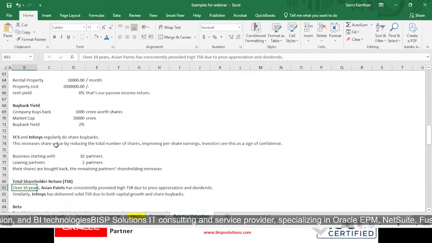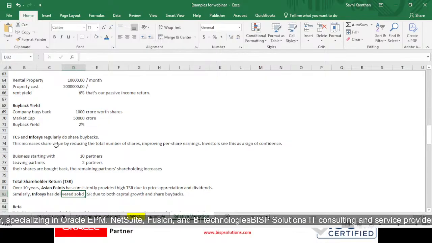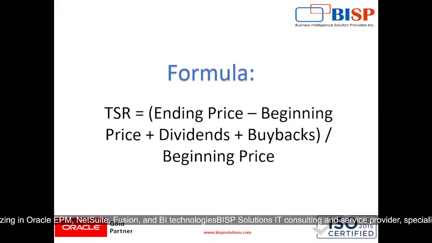Over 10 years, Asian Paints has consistently provided high TSR due to price appreciation and dividends. Similarly, Infosys has delivered a solid TSR due to both capital growth and share buybacks, right? So TSR is the best indicator of real return to shareholders, not just stock price growth, right?